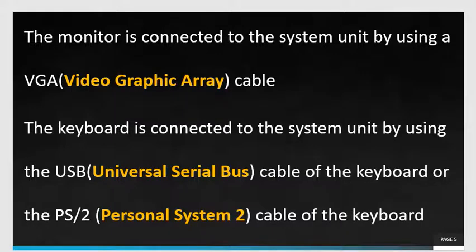Now the keyboard is also connected to the system unit by the use of either a USB cable or a PS2 cable. The full meaning of USB is Universal Serial Bus. Then PS2 is Personal System 2. They are all different types of cable that come with keyboards. So a keyboard may have either a Universal Serial Bus cable or a Personal System 2 cable. It's this cable that is used to connect the keyboard to the system unit.